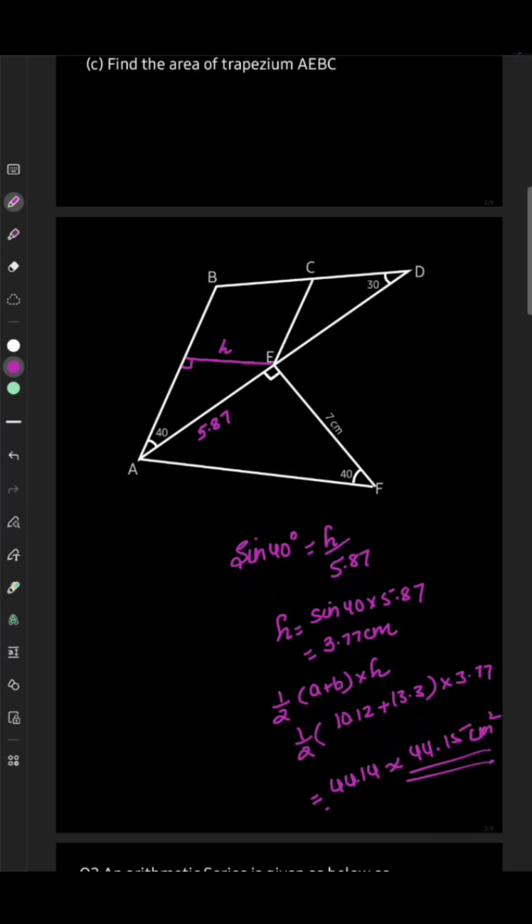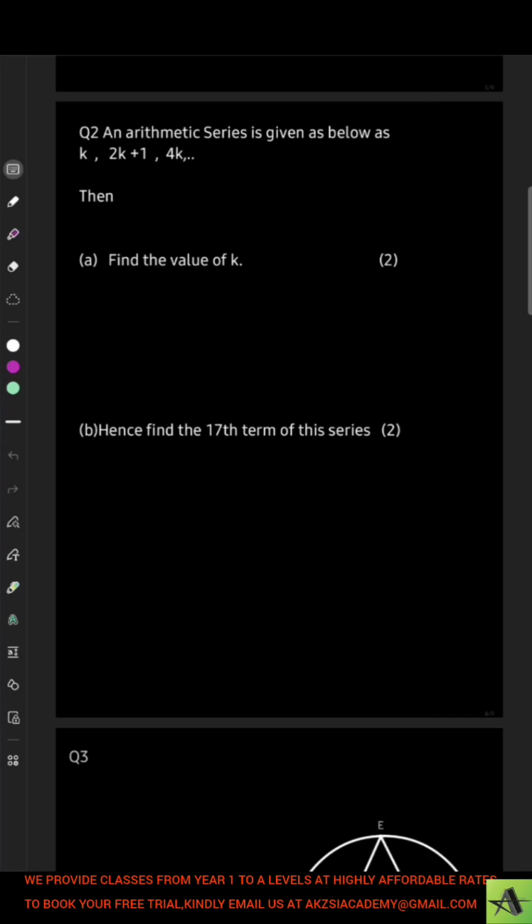Question 2 says, an arithmetic series is given as below: k, 2k plus 1, 4k. So this is an arithmetic series. Now before we move further, understand that arithmetic series are those series in which we have to keep on adding a constant number.